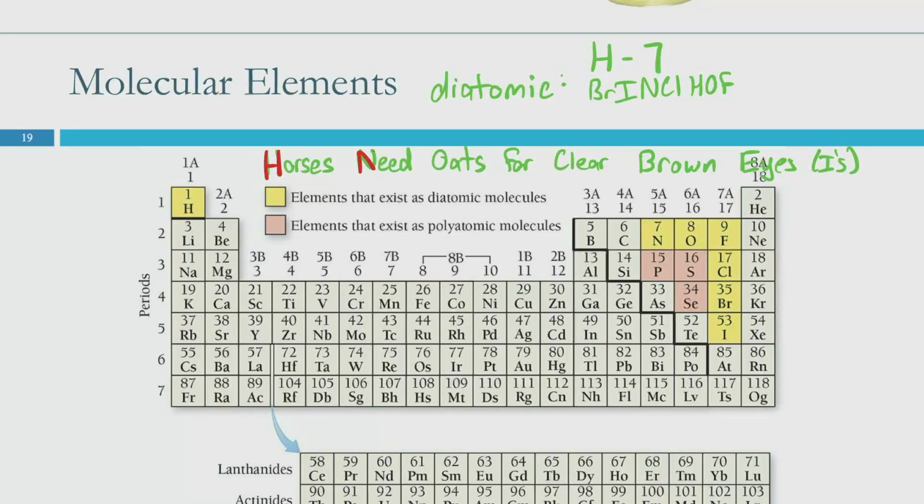Horses need oats for clear, brown eyes. That's the third and final mnemonic that I have for the diatomic elements. I don't know, I'm not much of a horse girly myself, so I'm not sure if that's true, if horses actually need oats for clear brown eyes, but it's believable. Could have fooled me.